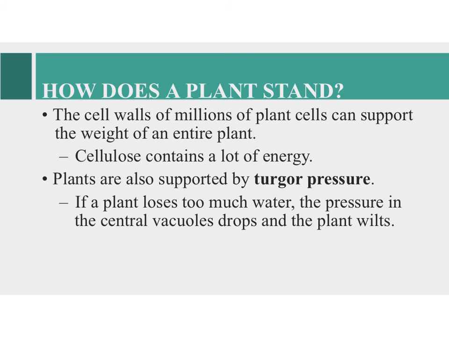All right, so plants are supported by turgor pressure, which is a kind of pressure caused by the presence of water inside of a plant's central vacuoles. So the more water inside the vacuole, the greater pressure within the cells, okay? And that causes it to swell and become larger, okay?